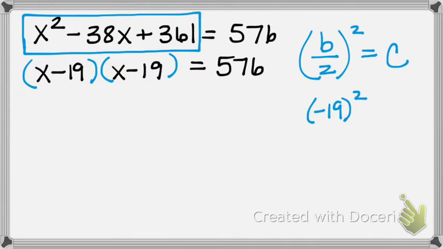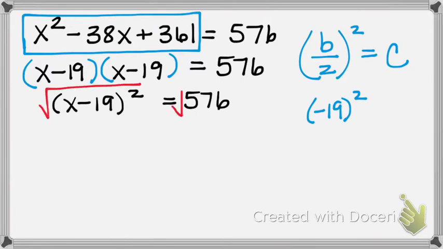It's another pattern. We're talking about a perfect square pattern. Except in math, whenever it's the same factor, we don't write it twice. We're going to write it as x minus 19 squared. Okay. So now, how do you get rid of that exponent? The opposite of a square is to take the square root. Let's take the square root of both sides. Now 576 is a perfect square. Go ahead and type that in your calculator.